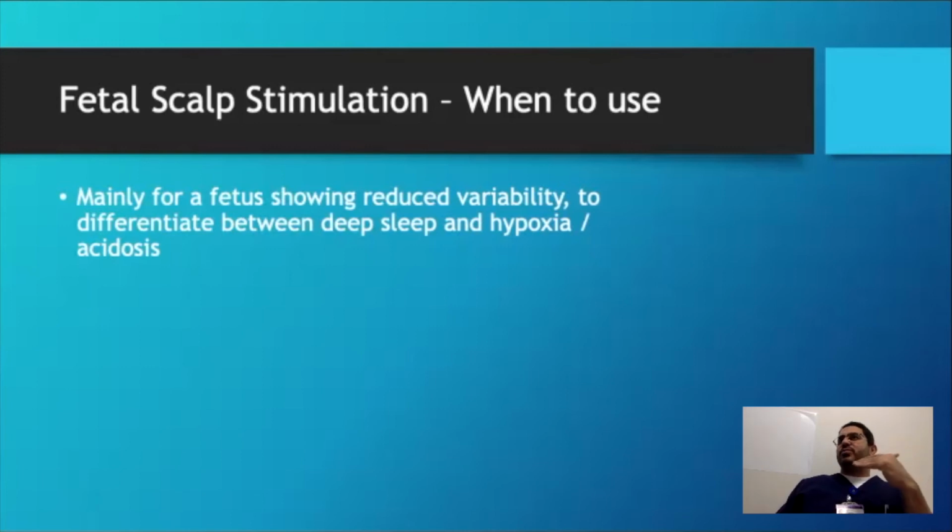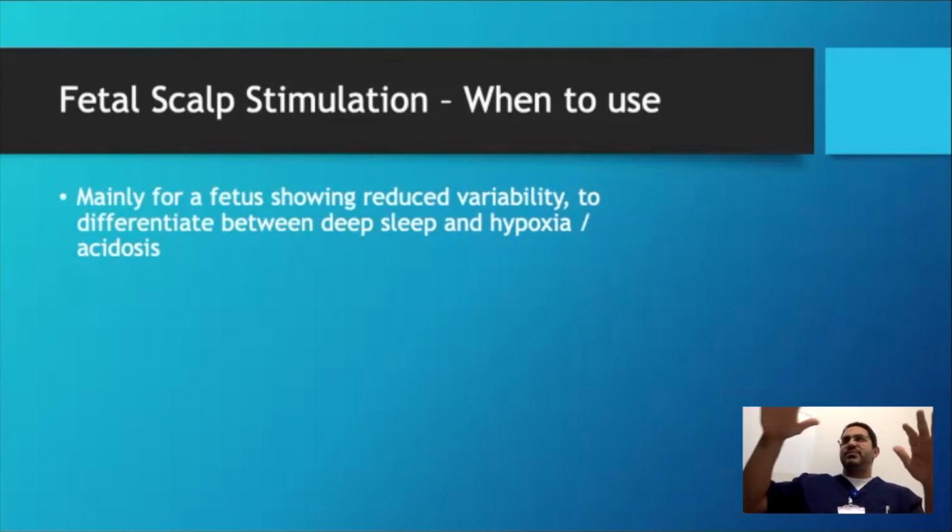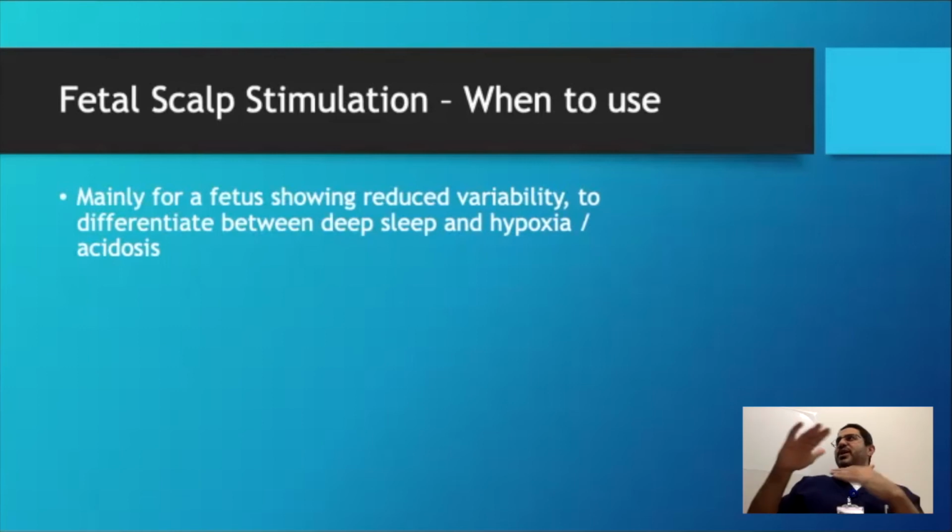The baby that you're thinking of, is this baby okay or not? Is this baby asleep or is it unwell? Is the baby that I'm suspecting asleep? That would have a normal baseline, or actually slightly lower than normal because it's asleep, with reduced variability. Not the baby that has a high baseline with reduced variability. That baby is unwell until proven otherwise. Does that make sense? Yeah, that makes sense.